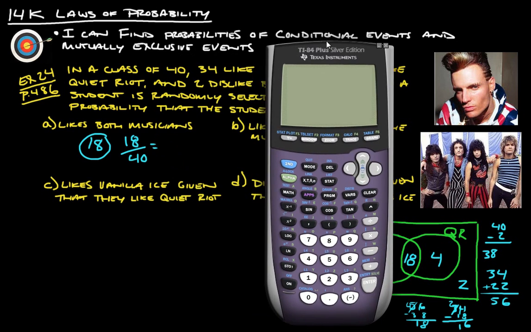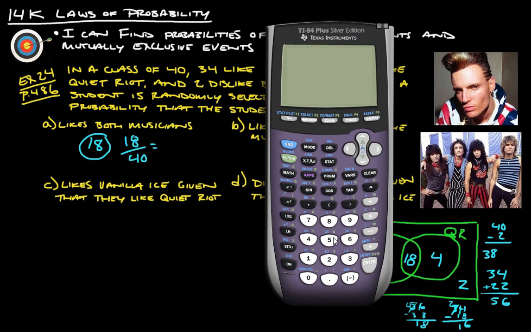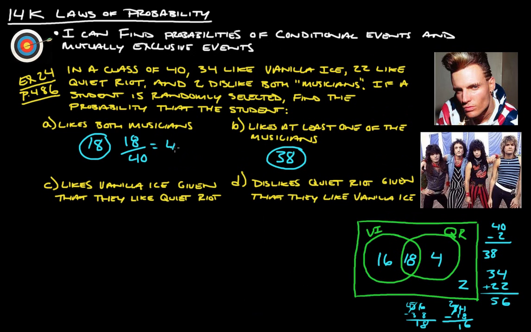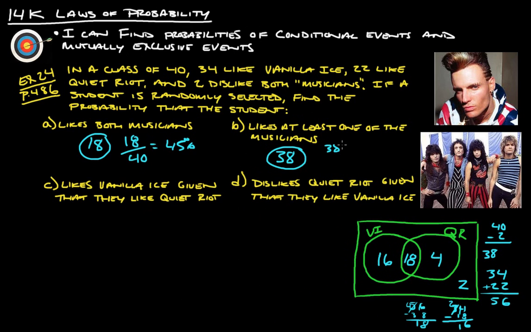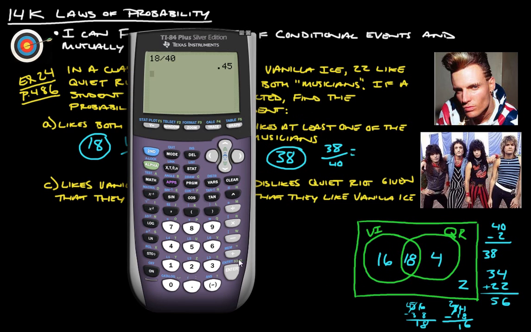And again, I always like to have percent answers. It always makes more sense to me. Or you can always do decimal or reduce fraction, either one. 0.45, so that's 45% chance. All right? And then if we do this one, this is really 38 over 40. So we do 38 divided by 40, and we get 95%.